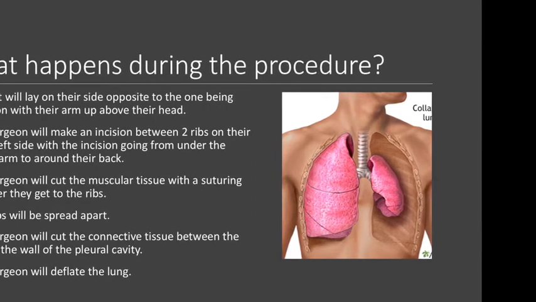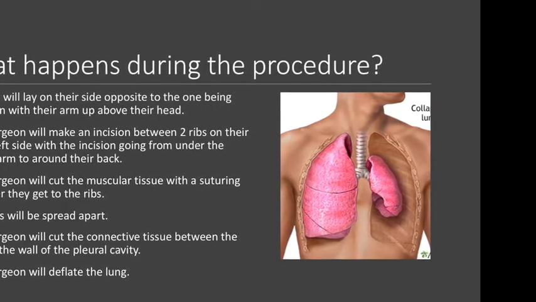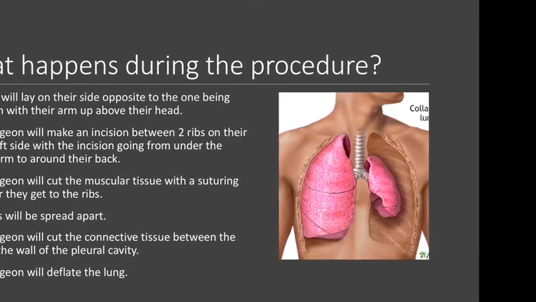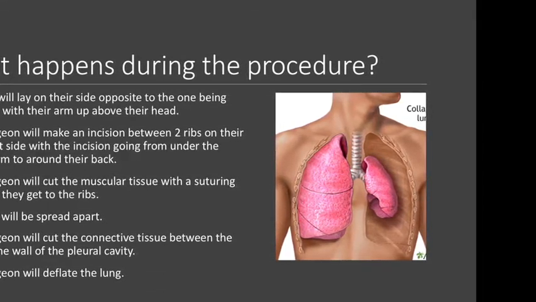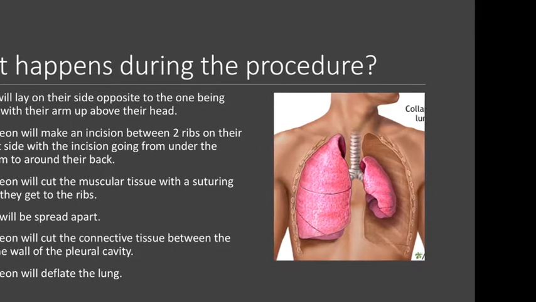Number 5, the surgeon will also cut the connective tissue that connects the lungs to the pleural cavity. They will continue to use the suturing tool. 6, the surgeon will then deflate or collapse the diseased lung.